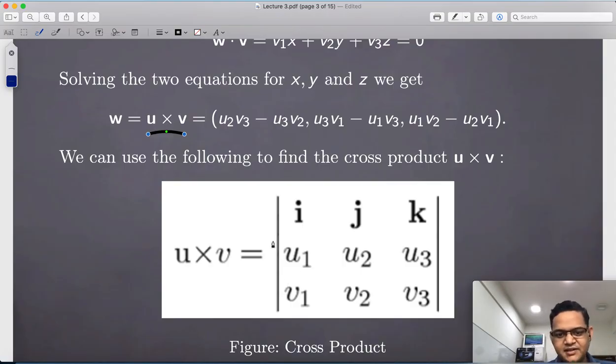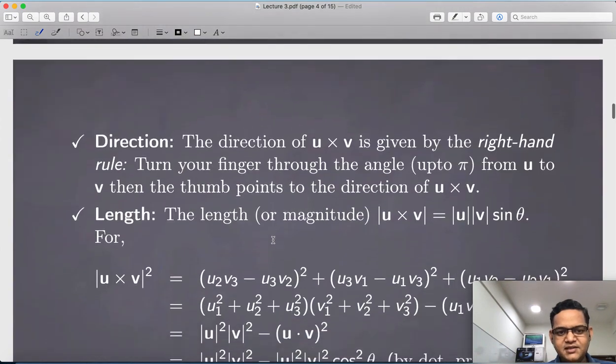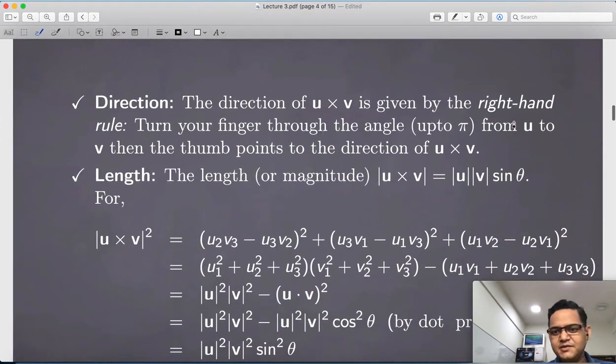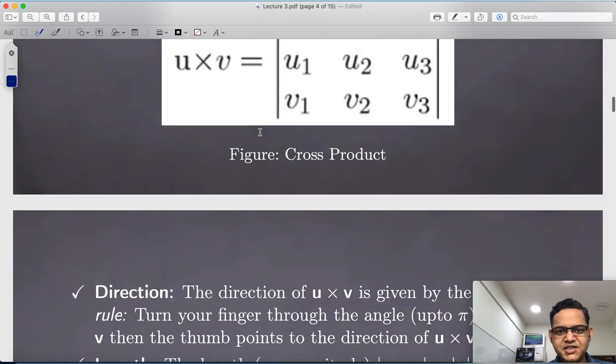Okay, and how do you find the direction? Direction is basically given by the right hand rule. What does that mean? It just means the following. I'll just go back to the picture.